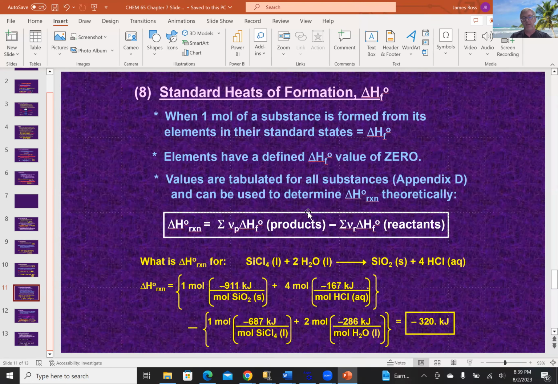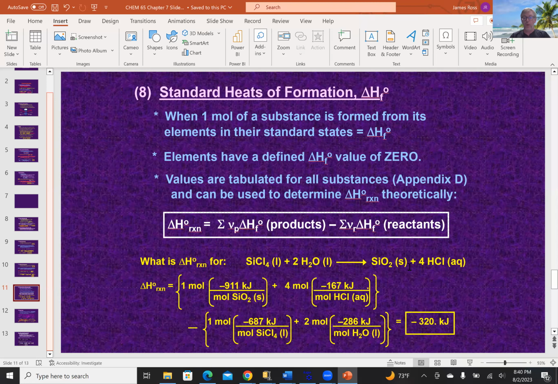This idea of the final state minus the initial state, we can do that because enthalpy is a state function. So for example, if we have this equation, silicon tetrachloride in the liquid phase and water in the liquid phase gives silicon dioxide in the solid phase and HCl in the aqueous phase. We have a balanced chemical equation and we're asked what's the enthalpy of this reaction.